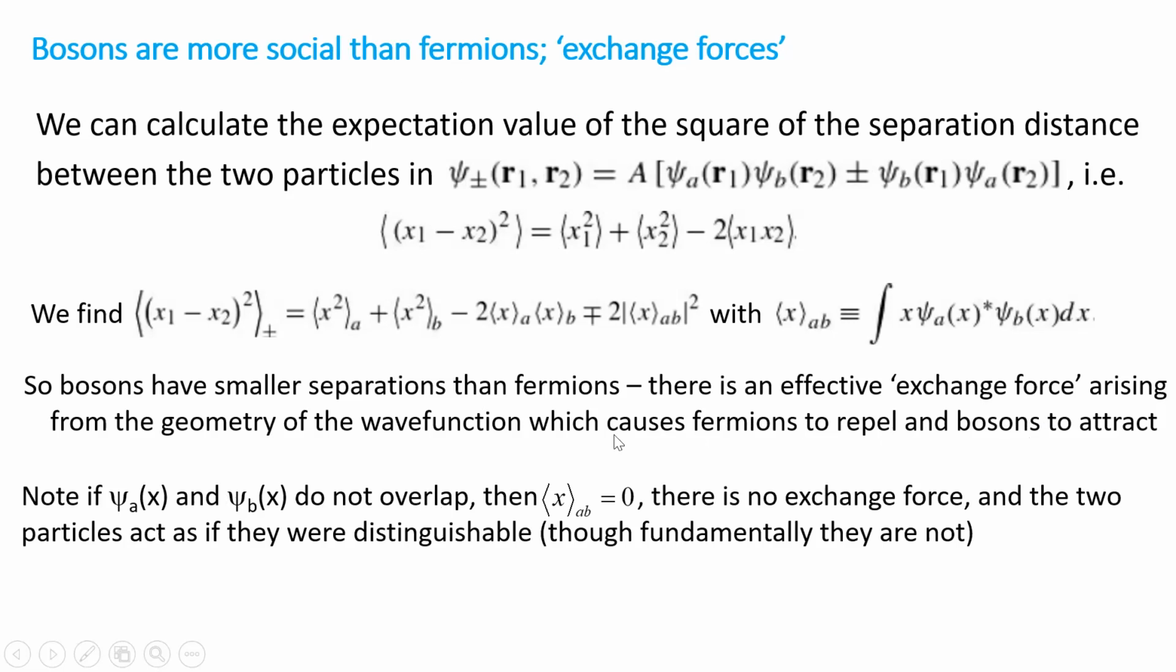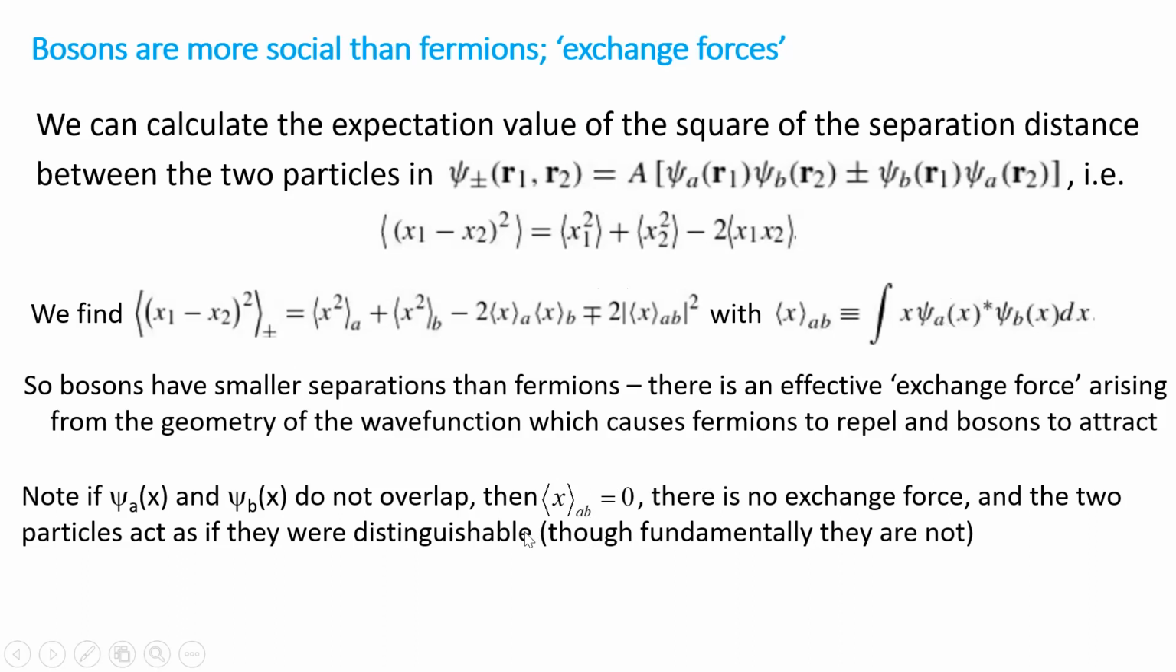Note though that in this expression, if psi A and psi B do not overlap, so if there's no overlap in position of these two wave functions, then this xab term will be 0. So then this term drops out and there's no exchange force. And the two particles act as if they were distinguishable. There's no effect of them being bosons or fermions, even though fundamentally they are not distinguishable.